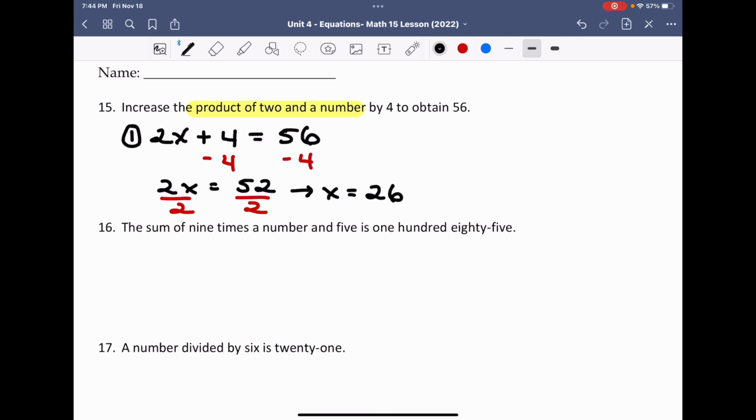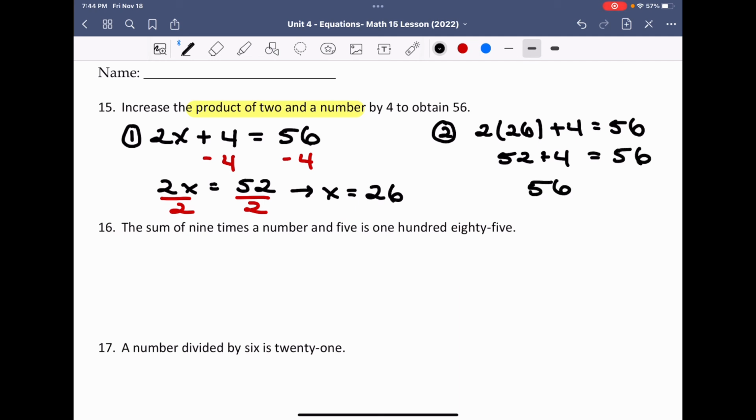Okay, let's confirm this is true. I go off to the side and for step 2, I want to verify it. 2 times 26 plus 4 is equal to 56. That's 2 times 26, which is 52, plus 4 should be equal to 56. Yes, 56 does equal 56, and this is totally valid.